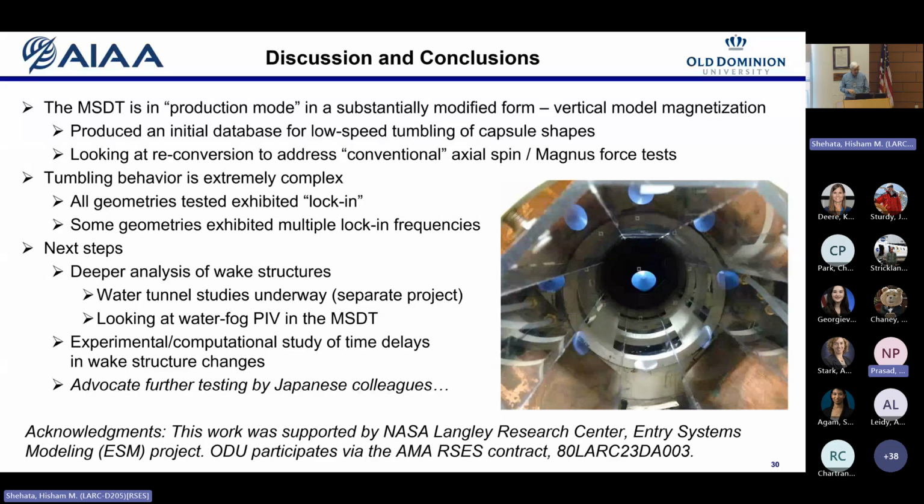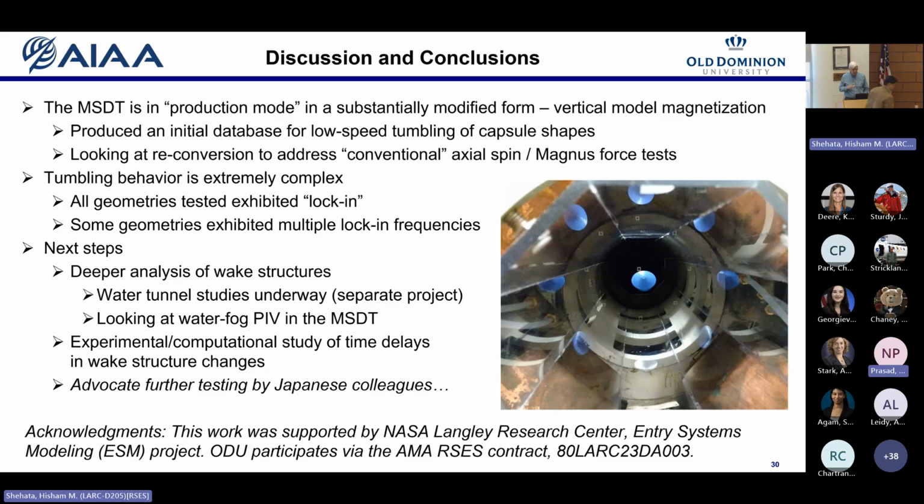So we're actually looking at a water fog seeding system for PIV, which surprisingly MIT looked at way back in the day, more than 50 years ago, because they wanted to do flow visualization for a similar purpose. We now want to do quantitative measurements, so we'll see how that goes.